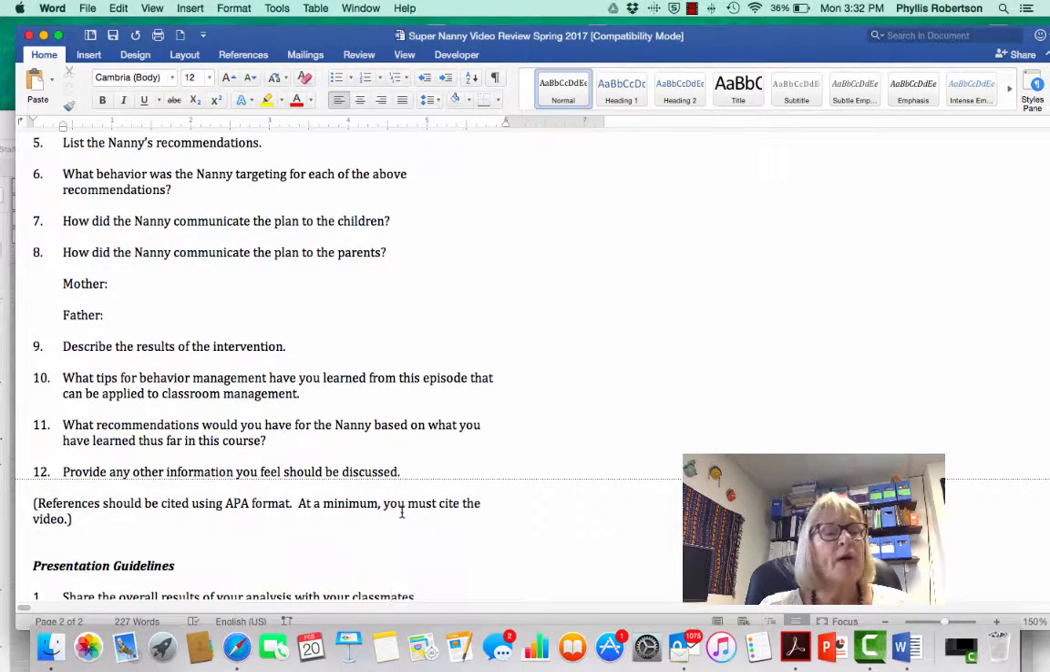Number 9, you're going to describe the results of the intervention. And always be sure, in most cases, the nanny leaves and the parents work to implement interventions on their own. And in many cases, the nanny has to come back and do a little bit of reteaching. So make sure that you describe the results both as they occur, sort of as the nanny first departs, and then what were the results long term.